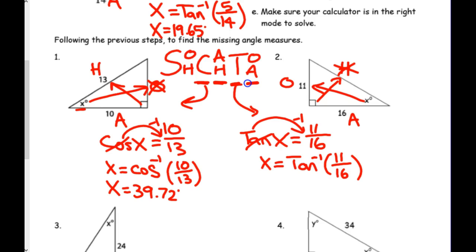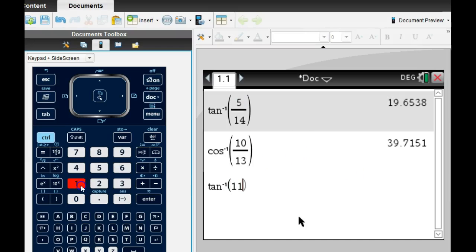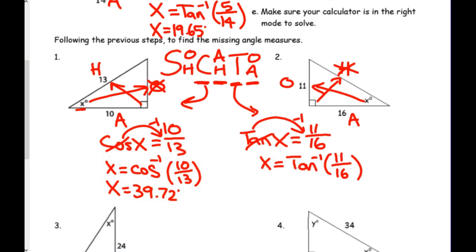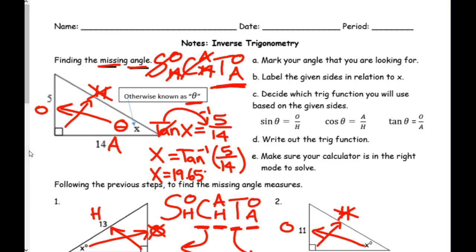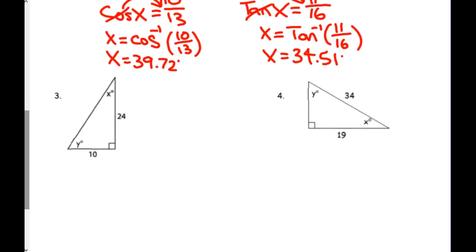All right, let's type it in. Tan inverse 11 over 16. 34.51 degrees. Okay, so do you see how it's a little different, but it's not too hard? All right, now number 3.